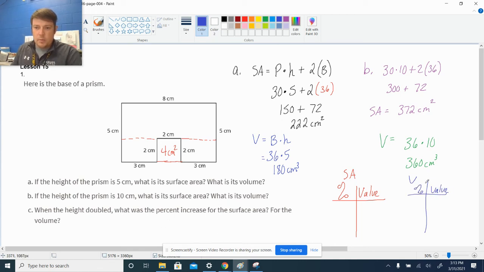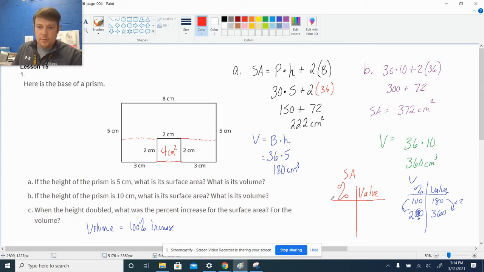Now on the volume, it went at 100%, the first time was 180, and then we're trying to find the percent it went up when it went to 360. That's pretty easy. It just doubled. So it went up from 100 to 200. And so on that, the volume showed a 100% increase because it went from 100 to 200. That's a double, or 100% increase.